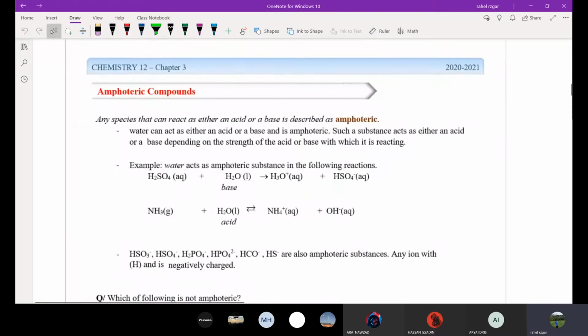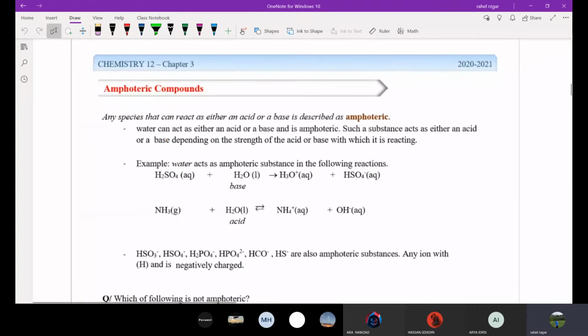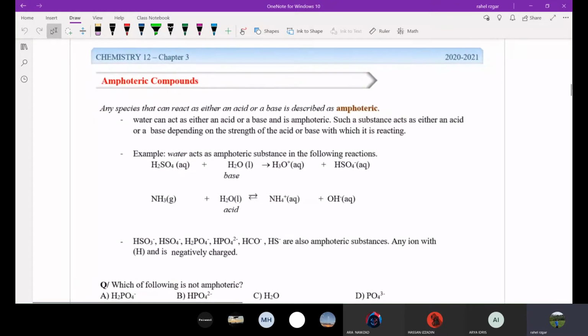Now we come to another subject, amphoteric compounds. Let's see what amphoteric means. Any species that can react as either an acid or a base is described as amphoteric. So anything that can act as both acid or base. In some reactions they can become an acid, in some reactions they can become a base.